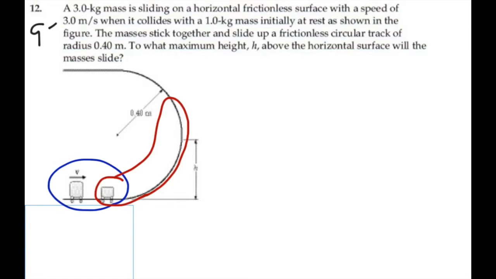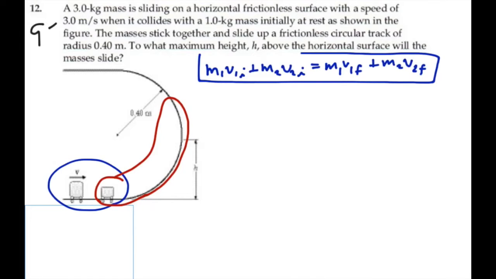We have conservation of momentum, so we're going to have mass 1, velocity 1 initial, plus mass 2, velocity 2 initial, equals mass 1, velocity 1 final, plus mass 2, velocity 2 final. The one equation to rule them all for all these collisions. We want to use this formula, and we know that mass 1 is 3 kilograms. Velocity 1 initial is 3 meters per second. Mass 2 is 1 kilogram. Initially it's at rest, so velocity 2 initial is 0.